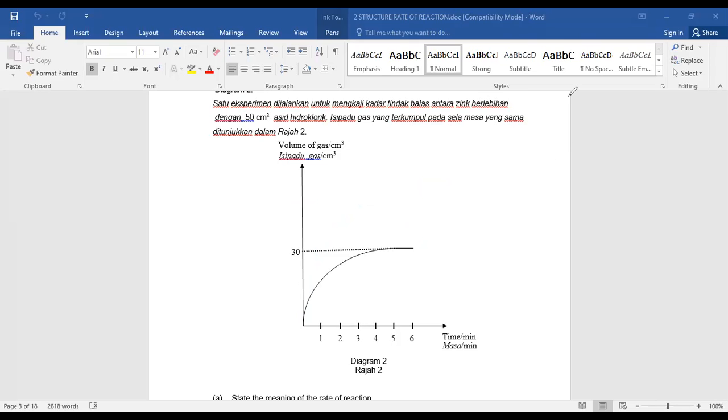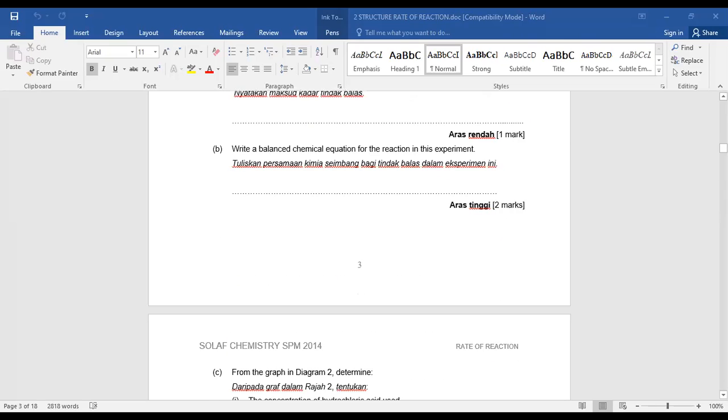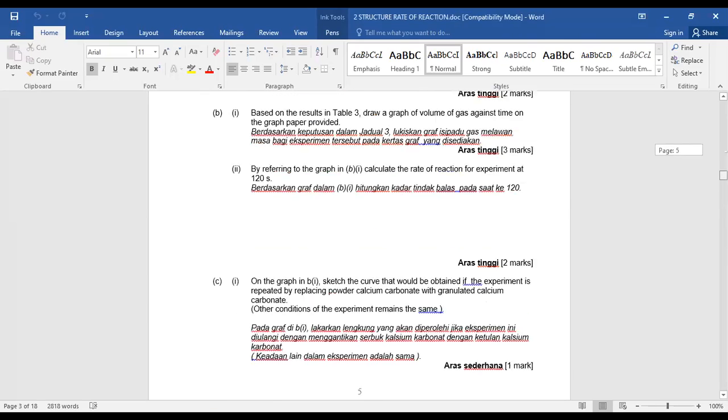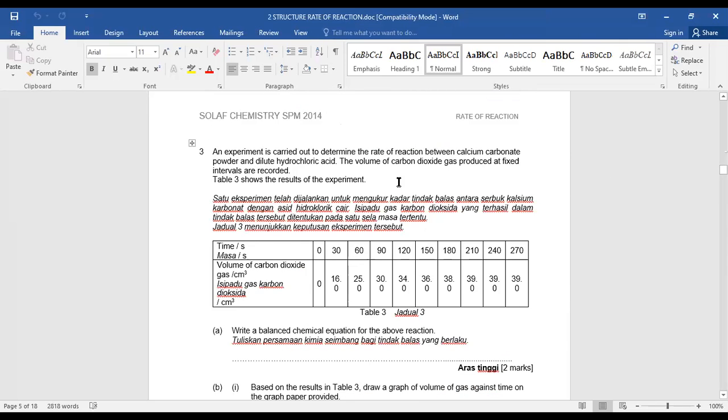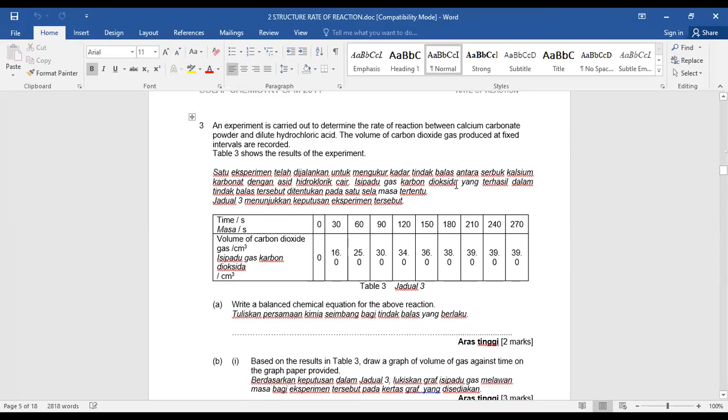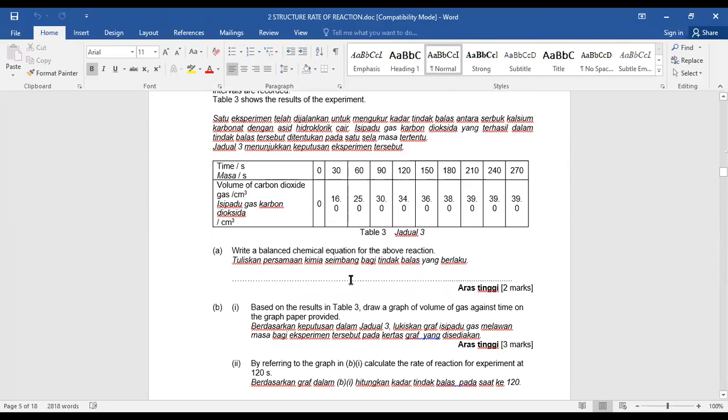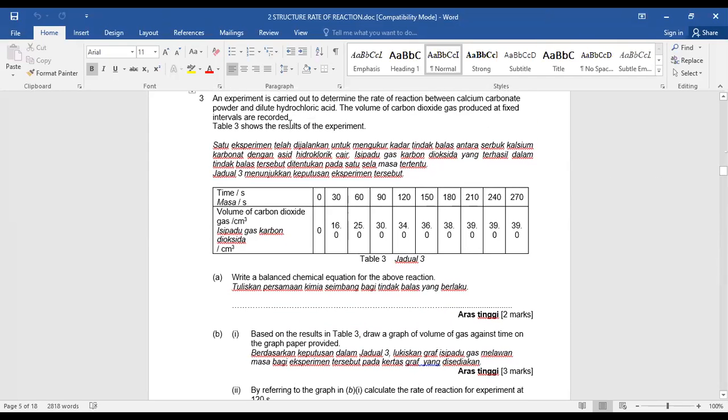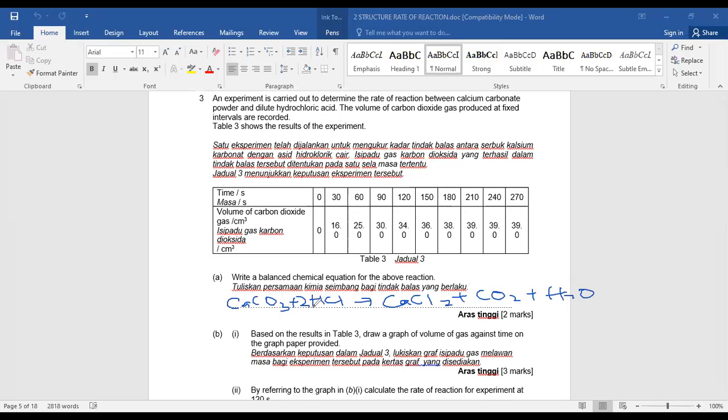Okay, now we are going to move on to our question 3. An experiment is carried out to determine the rate of reaction between calcium carbonate and dilute hydrochloric acid. This is the table given to you. Write the balanced chemical equation for calcium carbonate with dilute hydrochloric acid. I hope you still remember this. Your answer should be CaCO3 plus hydrochloric acid, and you are getting CaCl2 plus CO2 plus H2O. Balance the equation.